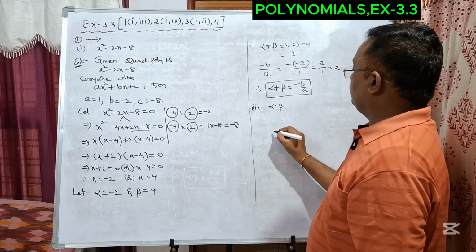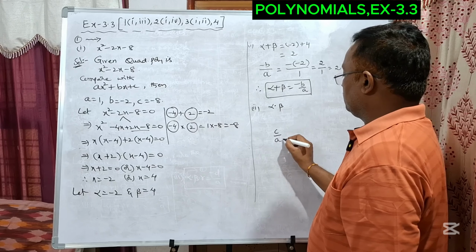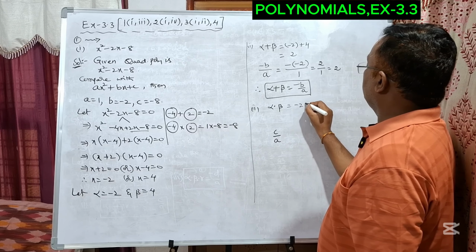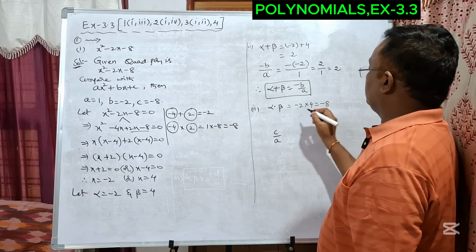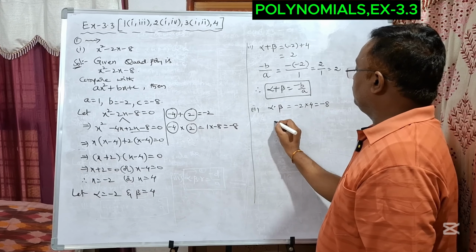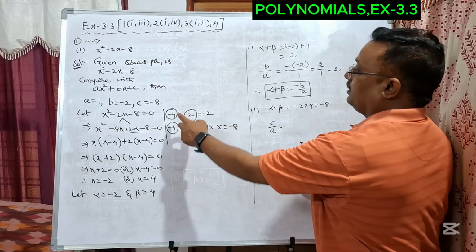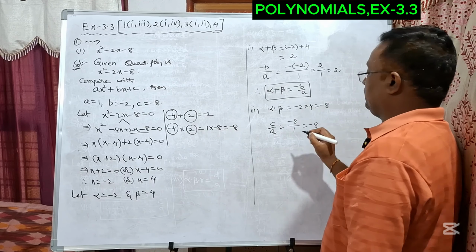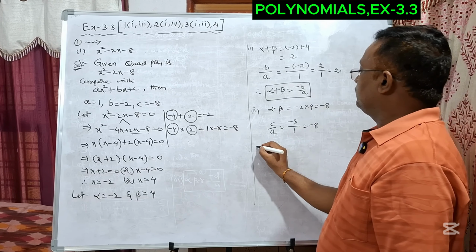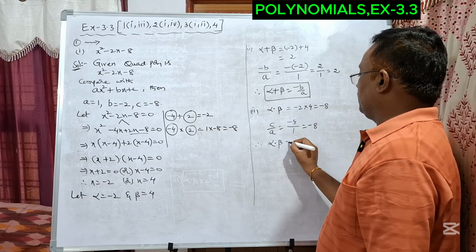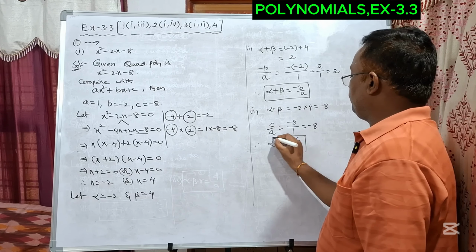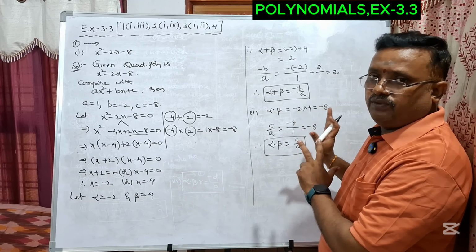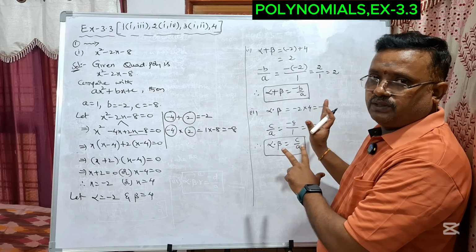Alpha into beta value, whether it is equal to c by a or not. So find them out separately. Alpha into beta means minus 2 times 4, which is equal to minus 8. Clear? Then c by a value equal to, here the c value is minus 8, a value 1, that is equal to minus 8. Here also we observe that both the values are equal. Therefore alpha into beta equal to c by a is verified by our checking process. This is the method, this is the way of verifying the relation between the zeros and coefficients.